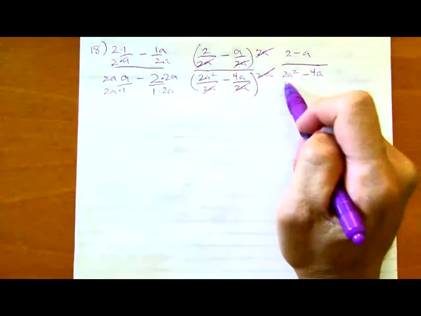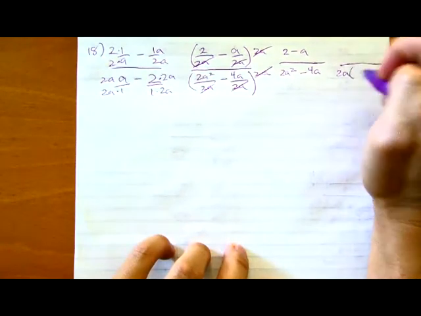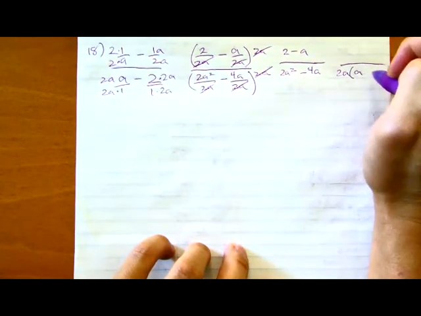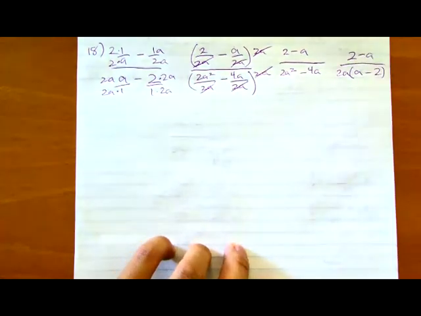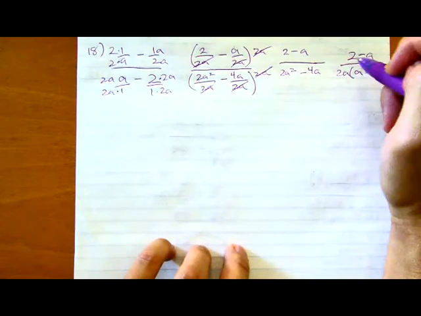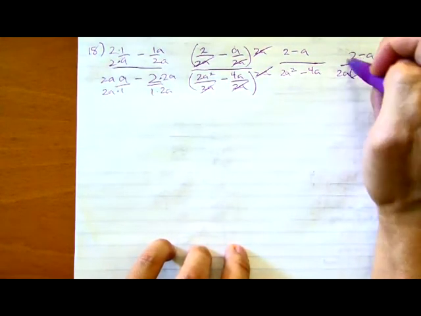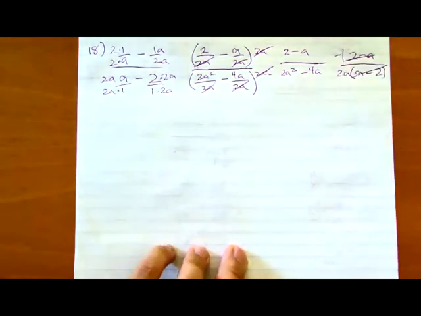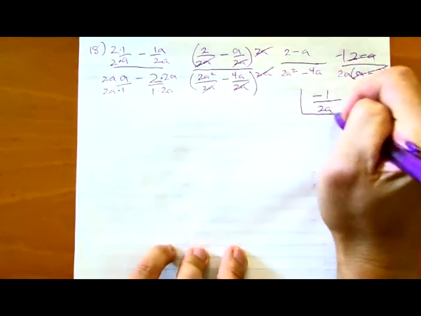In the denominator, we can factor out a 2a. That'll leave me with a minus 2. On the top, we still have 2 minus a. Oh, we're almost there. These are opposites: 2 minus a and a minus 2. If I cancel, I can replace it with a negative 1. So negative 1 over 2a. This is the simplest version of what we started with.